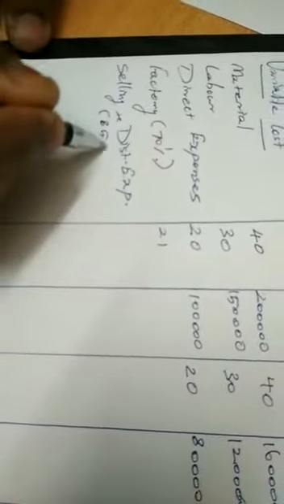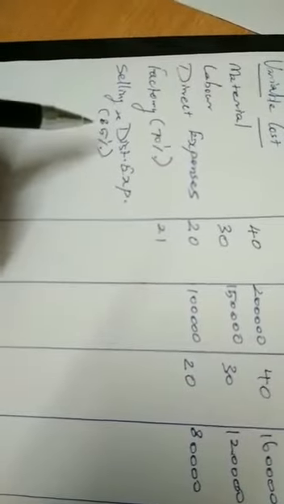Similarly, I am going to put the next one, that is selling and distribution expenses. In the sum, they have given 15% fixed cost, so the remaining 85% is variable cost. The amount for the selling and distribution expense is 20 rupees. 15% fixed means 15% of 20 rupees is rupees 3. So 20 minus 3 is 17. I am going to put here 17.